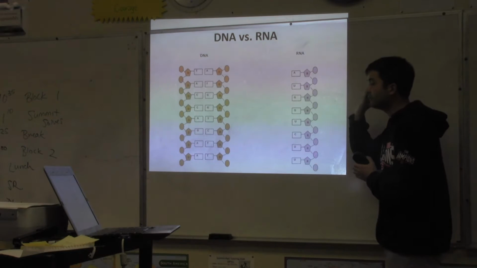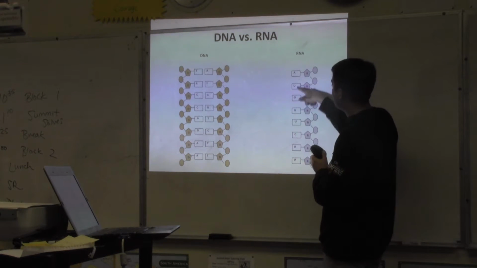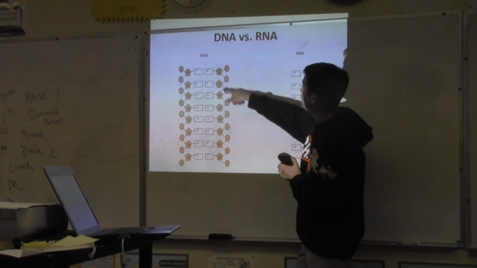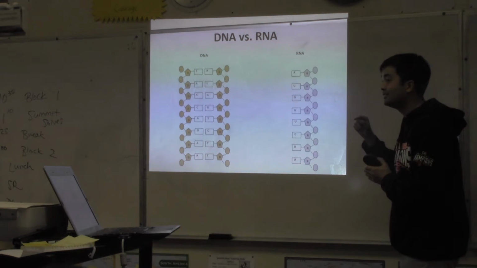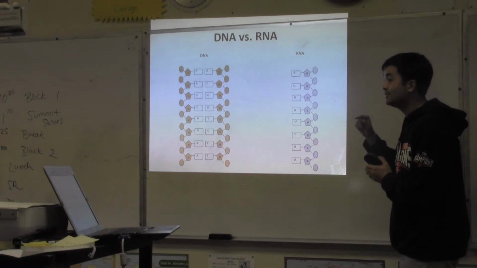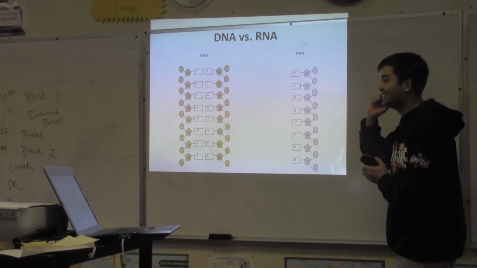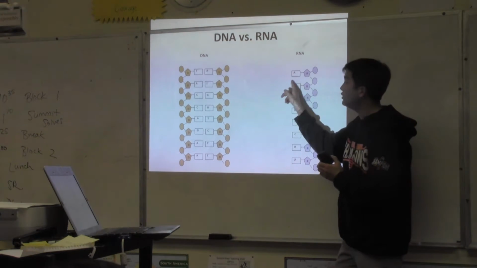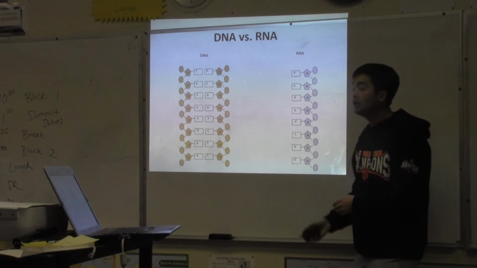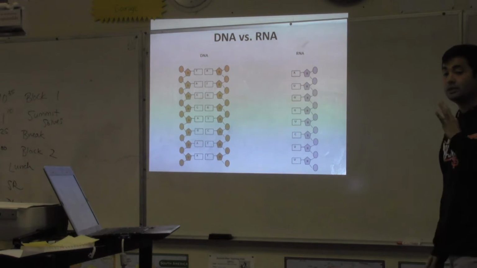And there's one more difference when you look at the bases. Do you notice anything different about the bases in RNA versus the bases in DNA? Yeah, so instead of a T in DNA, which is thymine, we have a U, which is uracil. Okay? So these are the 3 big differences between DNA and RNA.